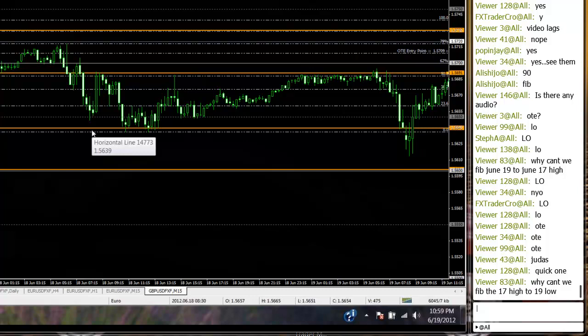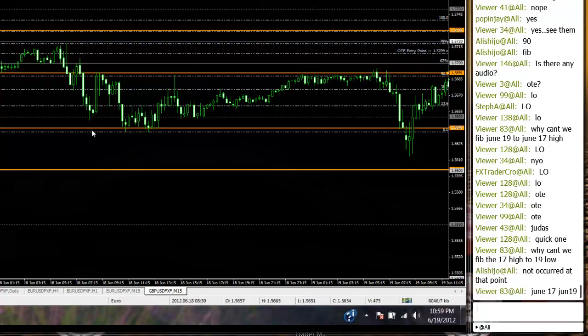Why can't we fib the 17 high to 19 low? 17 high to 19 low. We haven't got to that example yet. I'm getting there.